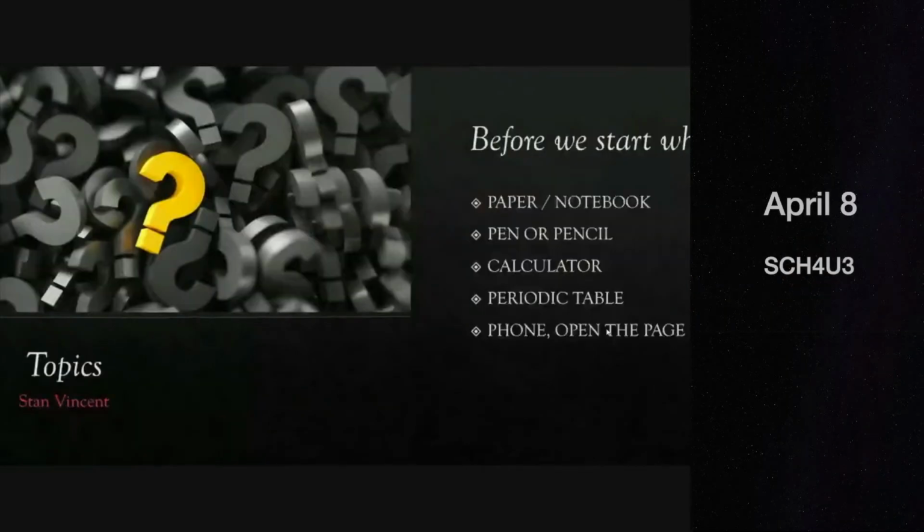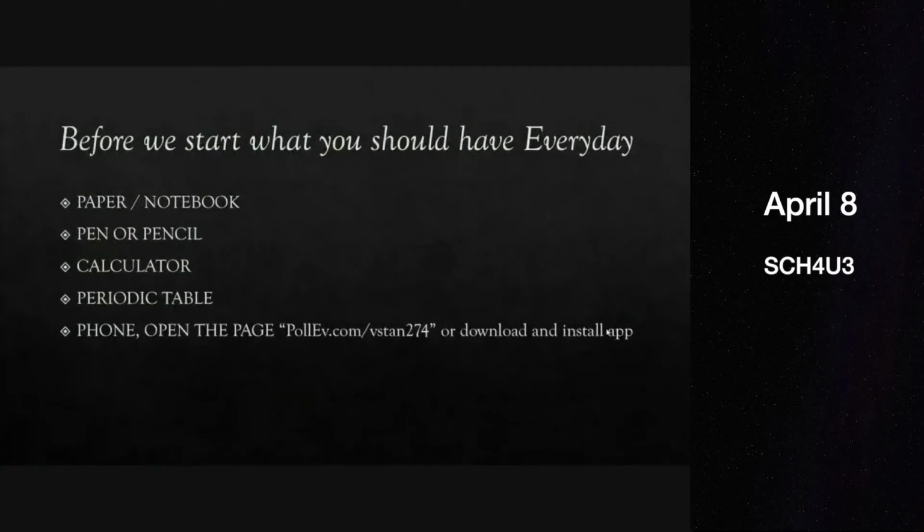Now, before we start, it would be a good idea for us to have some of these materials around for you so that it'll be easy for us to actually proceed. Definitely paper, notebook stuff that you can write down. And again, pencil and pen, calculator, periodic table. It's nice to have a phone.